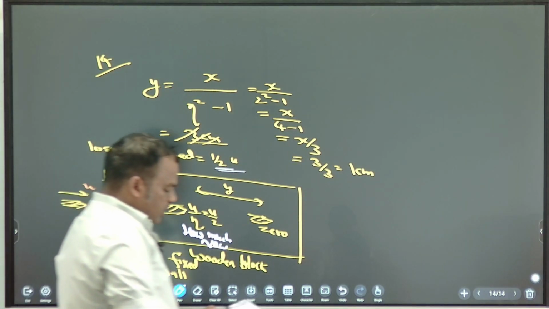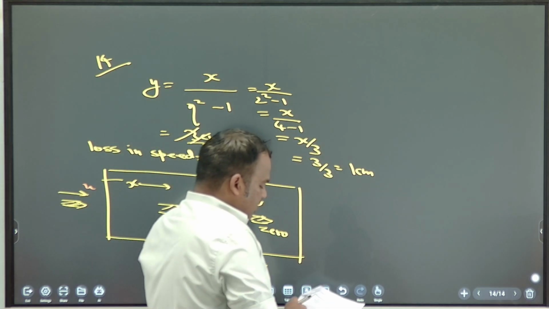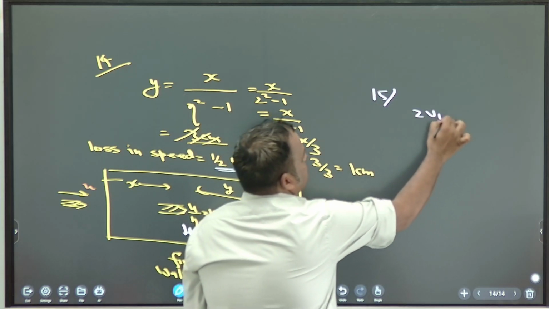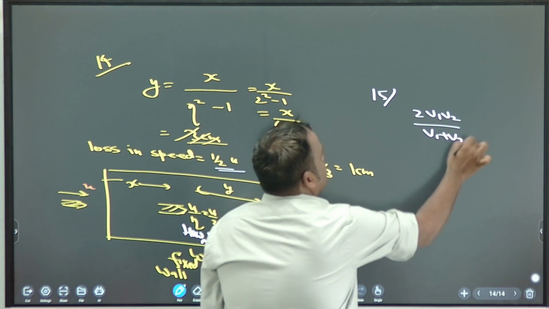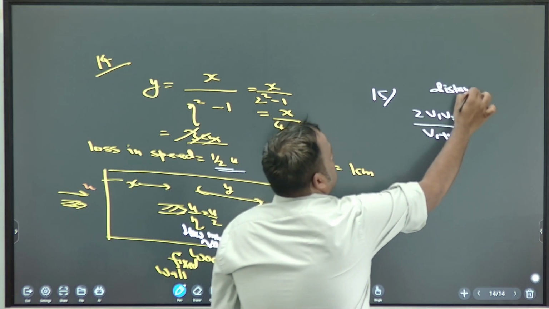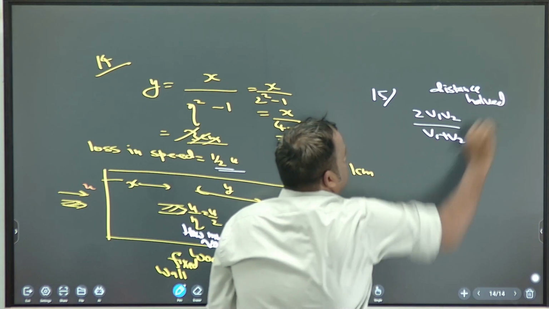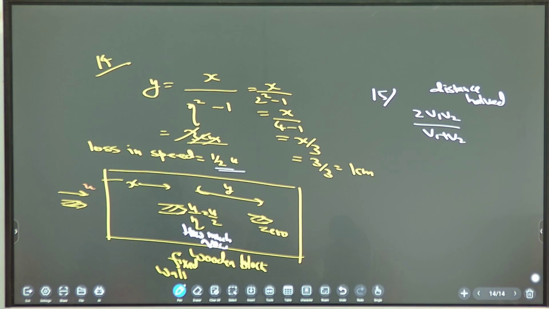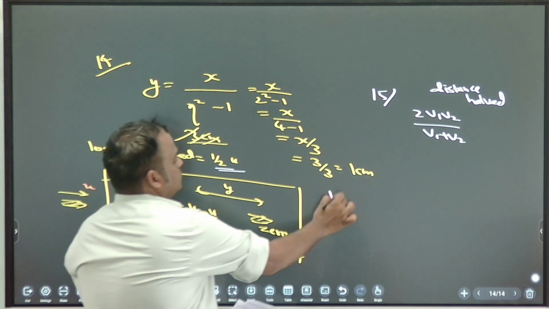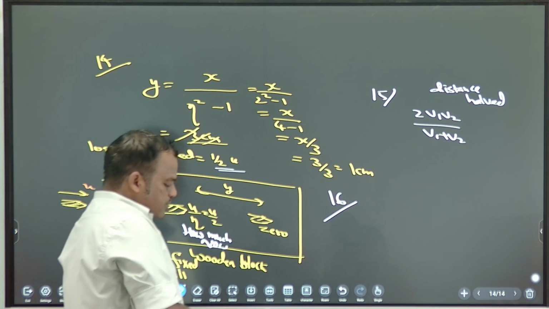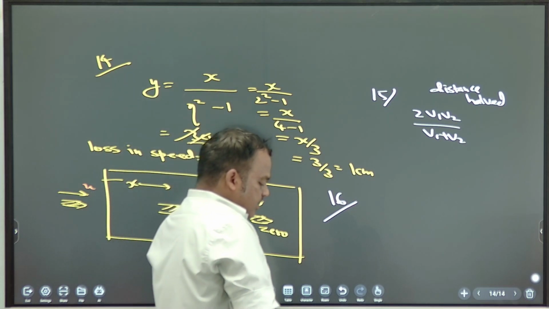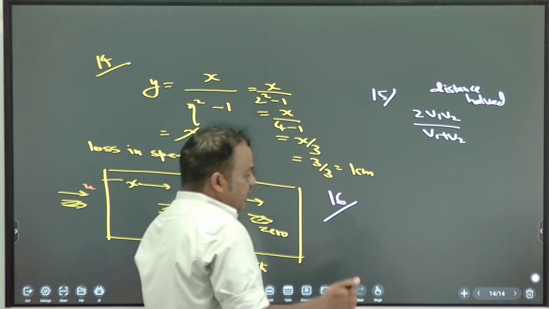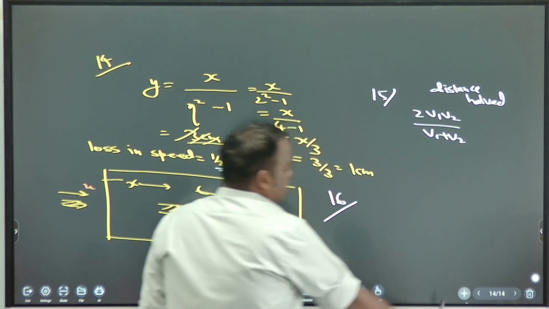15. A body travels half distance with 40, remaining half with 60. So 15th is again the same formula, 2v1v2 by v1 plus v2, as the distance is halved. 16. A particle experiences acceleration for 20 seconds after starting from rest. S1 in the first 10 seconds, S2 in the next 10 seconds. So solve like this.